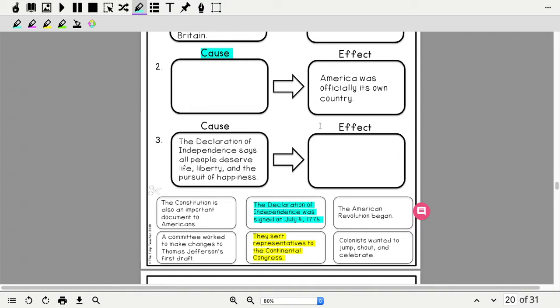Okay, I want you to do this last one on your own. So it says, the Declaration of Independence says all people deserve life, liberty, and the pursuit of happiness. Okay, so what happened that made that? Okay, you guys can do this one. I know you can.